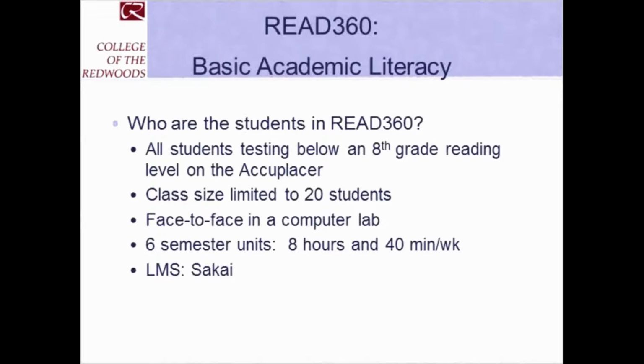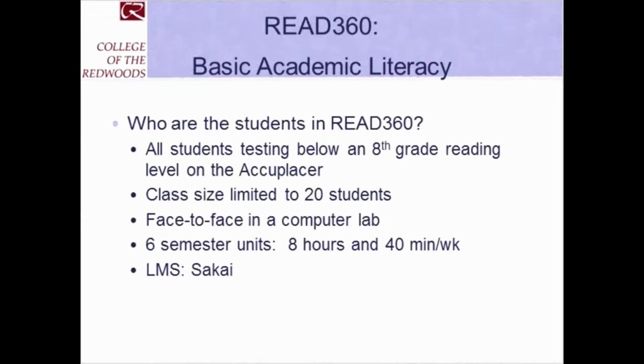I'll give you some background information about the course, because it's the same course level as what I've decided to do for the Indigenous Peoples Reader Project. It's called Reading 360, which is a basic academic literacy. These are very low-level students. These are students that test below an 8th grade reading level. Limited small class size. We meet face-to-face in a computer lab for 8 hours and 40 minutes a week, which is very intensive. And what we were doing with Project Kaleidoscope is these had to be online resources.